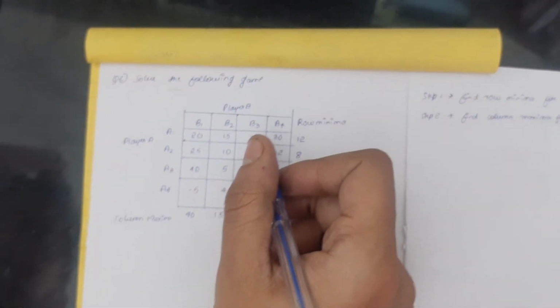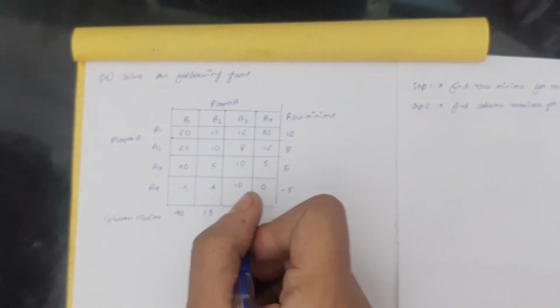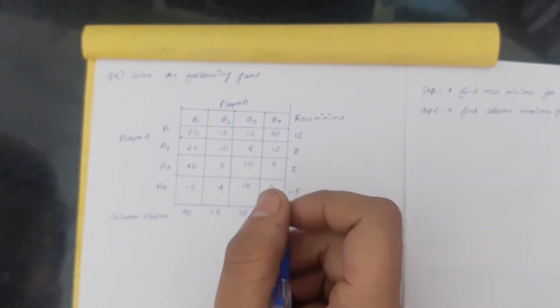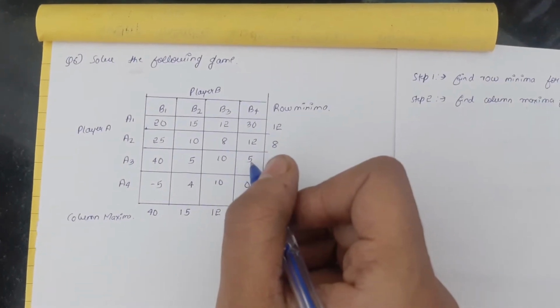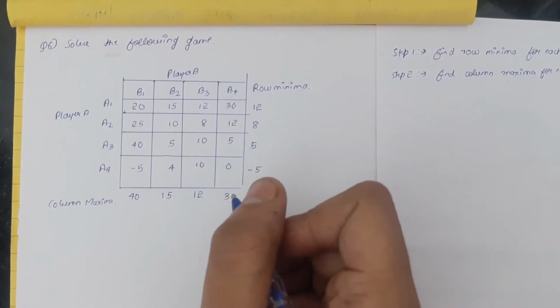So in this we have 12, 8, 10 and 10. So here we have 12 as the maximum element. So here 30, 12, 5 and 0. Here we have 30 as the maximum element.